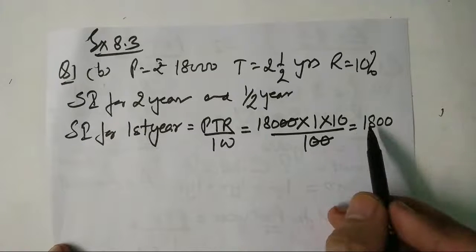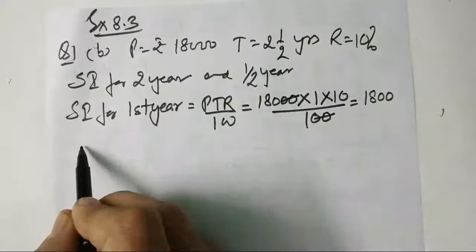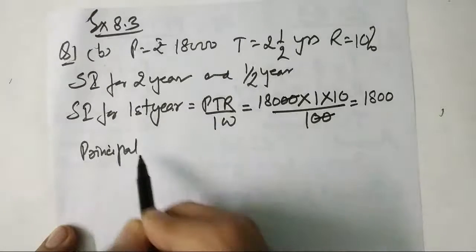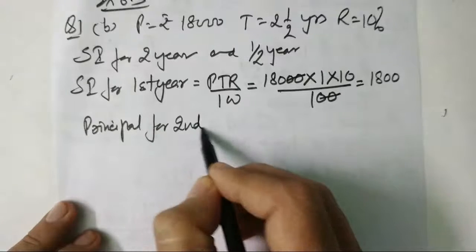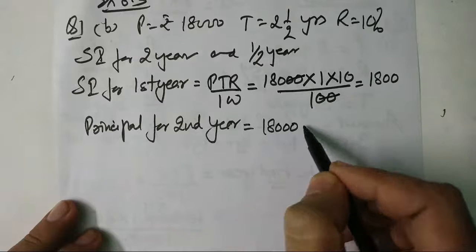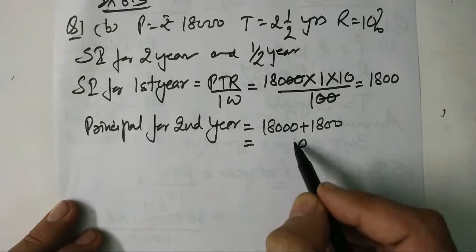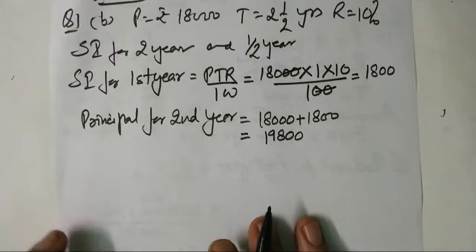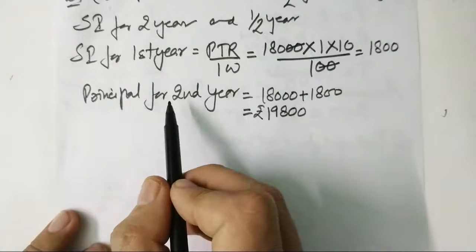Now this interest will be added to the principal, which will give us the new principal for the second year. So in the second year the principal will become 18,000 plus 1800. When you add, it will become 19,800. This will be the principal for the second year.